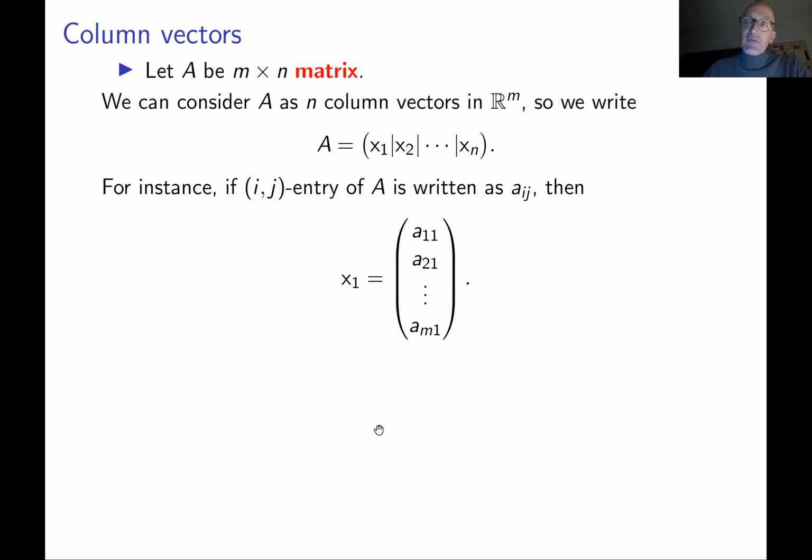So you can informally write in this course and in the lecture notes, in this case, like this: A equals x1 vertical bar x2 vertical bar and so on up to xn, where x1, x2, xn are the first, second, third, and nth column vectors of A. For example, if you take A11, A21 up to Am1, this is just the first column of your matrix. We call it x1.